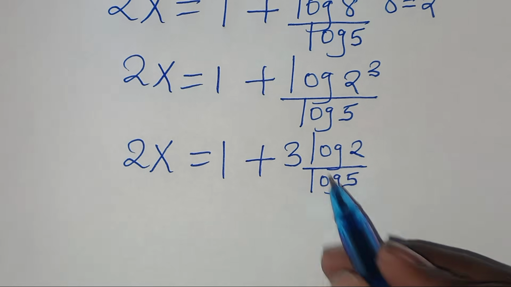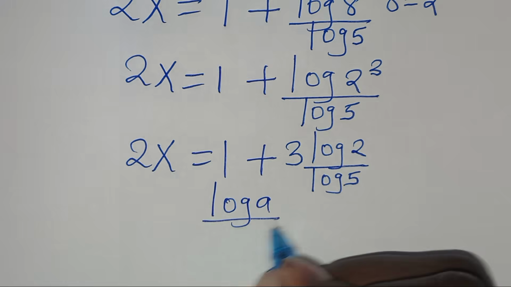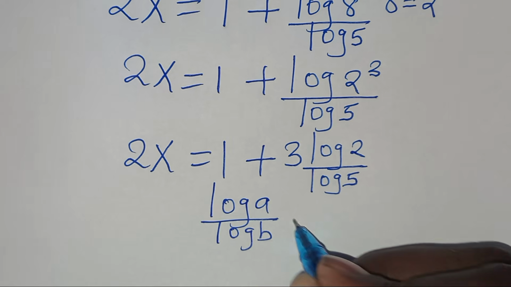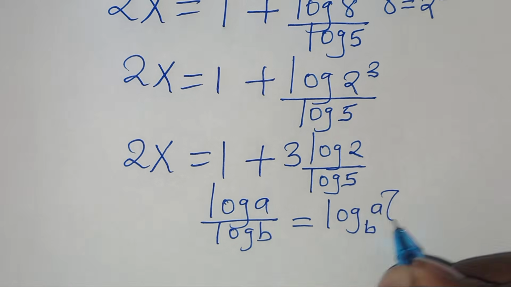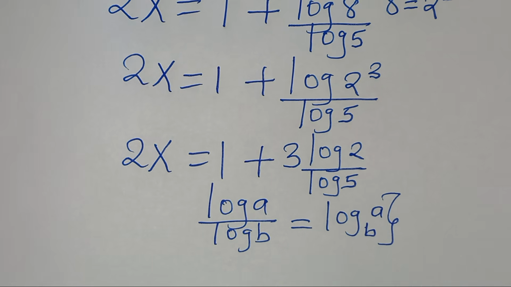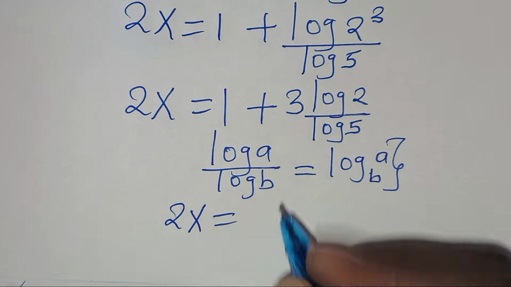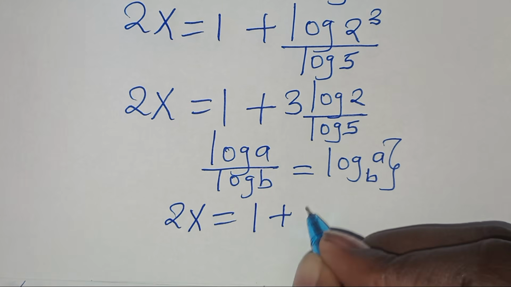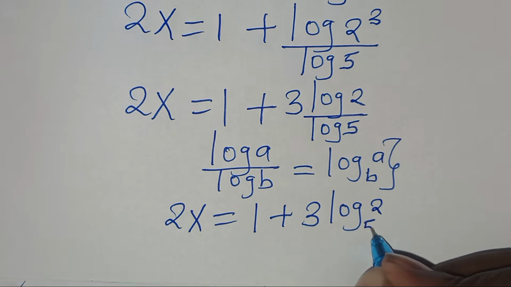Then we have that log 2 over log 5. This is in the form of log a divided by log b, which can be expressed as log a to base b. Applying this logarithm property, this follows that we have 2x equal to 1 plus 3 log 2 to base 5.